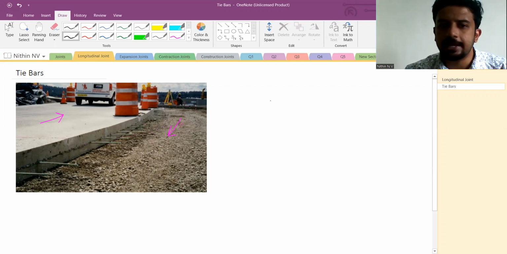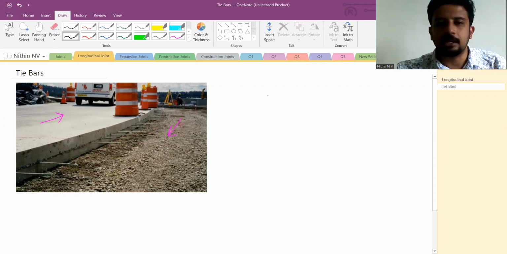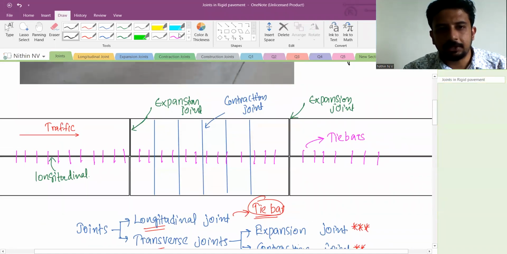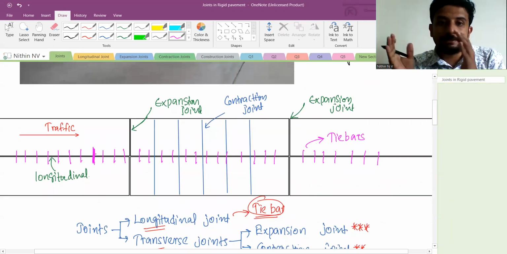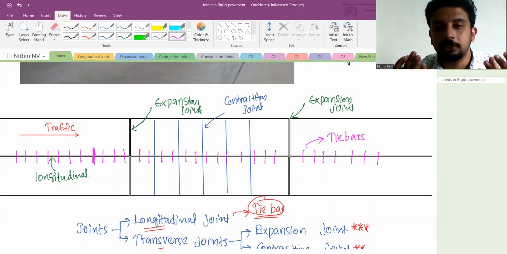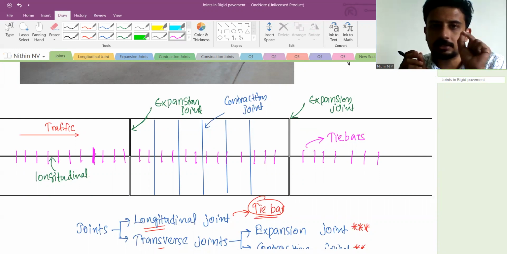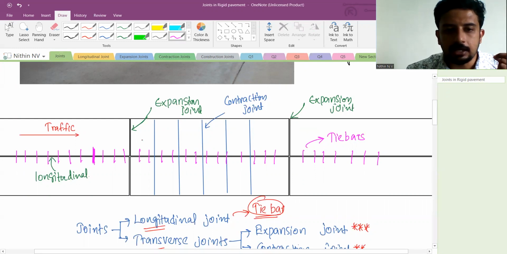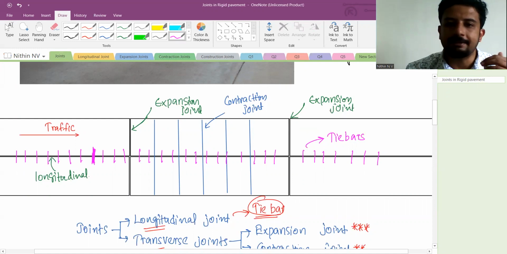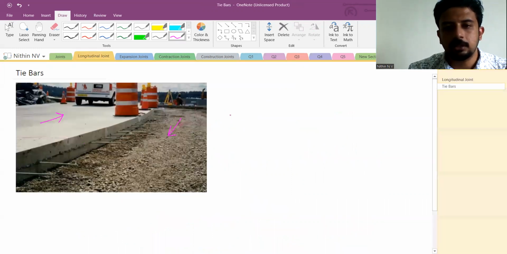Longitudinal joints are in the direction of traffic, whereas tie bars are, yes, exactly, perpendicular. Just go back, look at this image. This is the traffic direction, and a tie bar is placed across the traffic direction. Don't think that too many tie bars are there in the direction of traffic. It's not like that. Whenever we are telling the direction, we need to consider only one particular tie bar. Then only we can say the direction of the tie bar. So one single tie bar is perpendicular to the traffic direction, or we can say the tie bar itself is across the longitudinal joint.